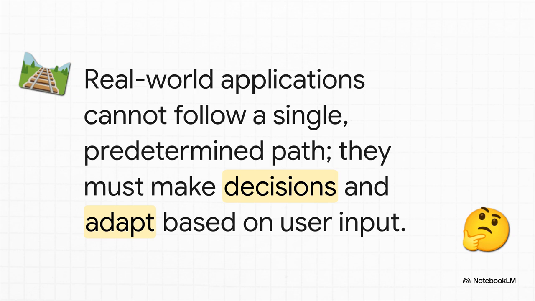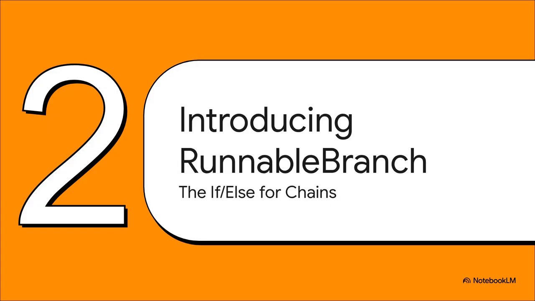I mean, think about it. Routing a customer support ticket, picking the right tool for a specific task, or even just personalizing a response. In every single one of those cases, the AI has to look at the situation and dynamically choose the right path forward. Okay, so how do we actually pull this off in our code?